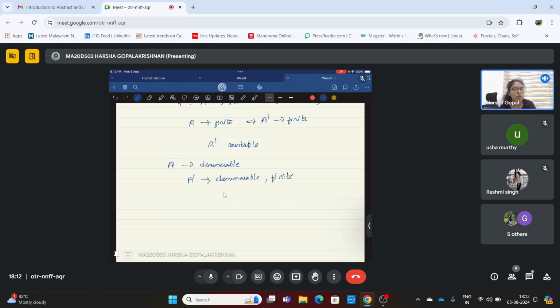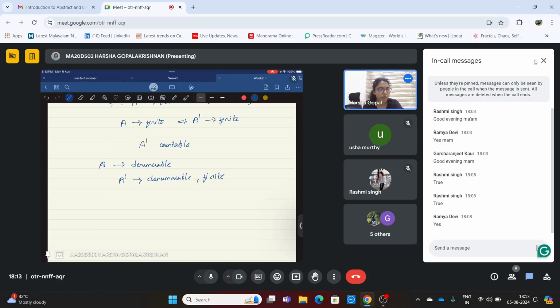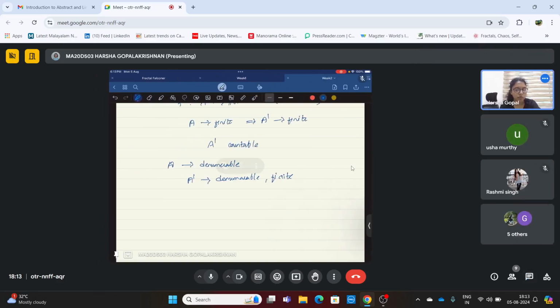Suppose I am taking only one element from A and treating that as A dash. So A dash is just one element, so it is finite. Or at maximum A dash can be denumerable. So whatever the case, A dash will be countable. Okay, is that clear for everyone? So it is just like an induction only. I am just giving details so that you can understand how the theory works. That's all.